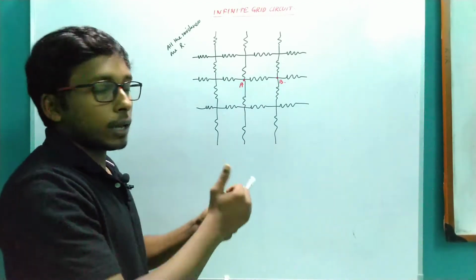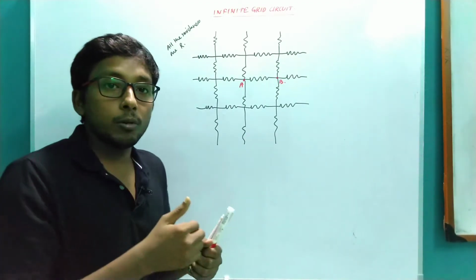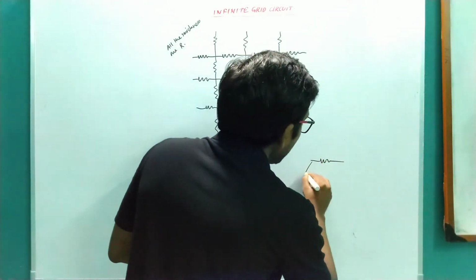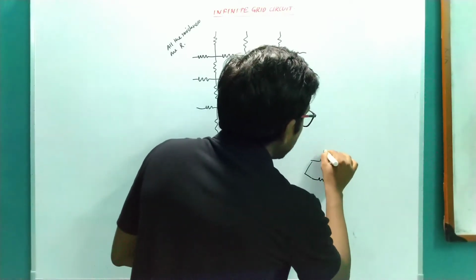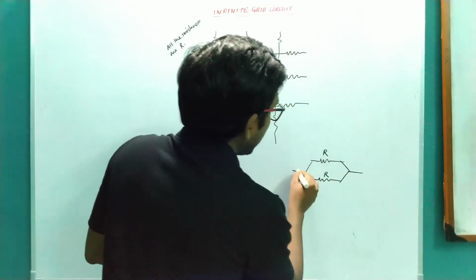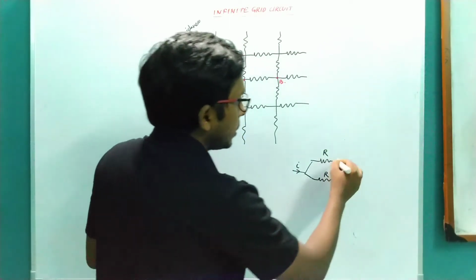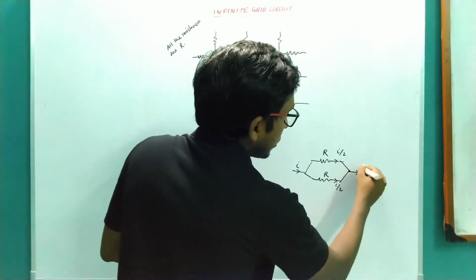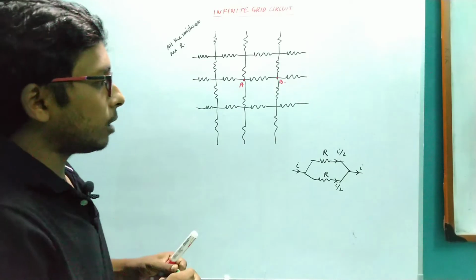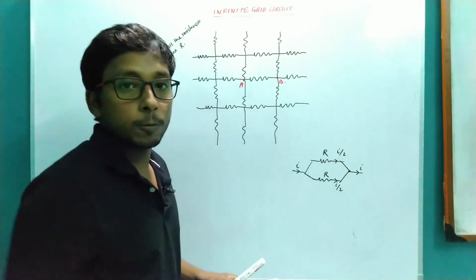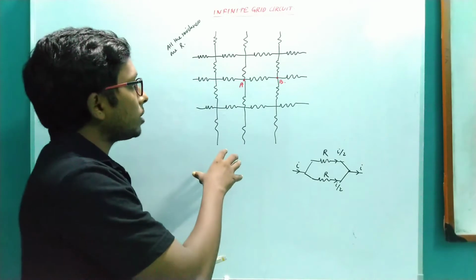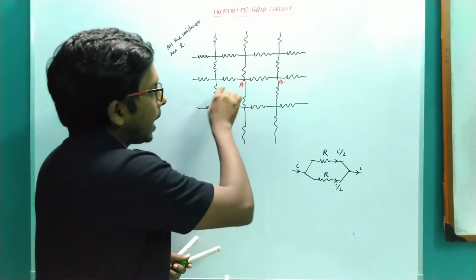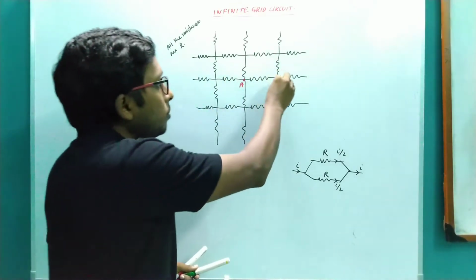Now let's look at a simpler circuit. Suppose I have two resistors connected like this, with values R and R. If I am sending in I amount of current, then it will be divided into I by 2 and I by 2, and then again at this junction I will get I amount of current. Now you can easily calculate the equivalent resistance from this arrangement. So to calculate the equivalent resistance between A and B, I have to send I current in through A, and take back the same amount of current from B.